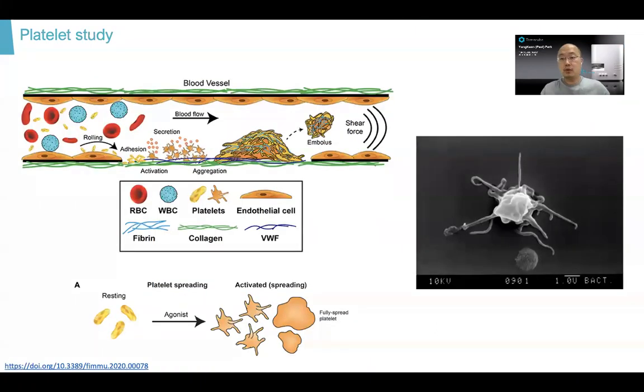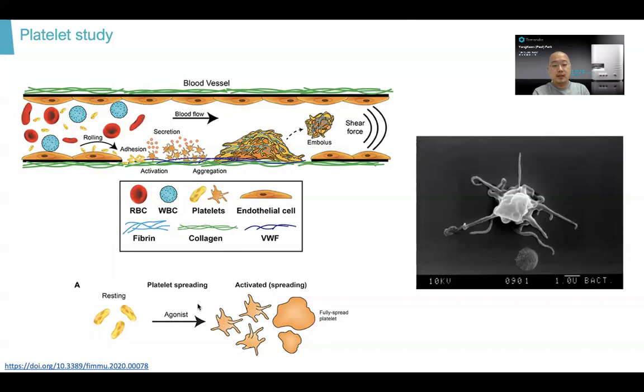Going back to the main topic of this webinar, I'd like to introduce how this HT system can also be utilized for the study of platelets and their dynamics. As you may know, platelets are one of the circulating cells in blood, which provide a crucial role in coagulation.